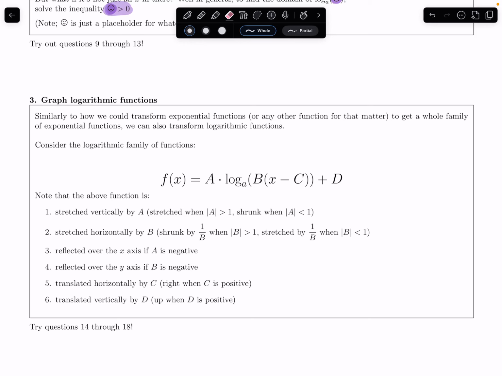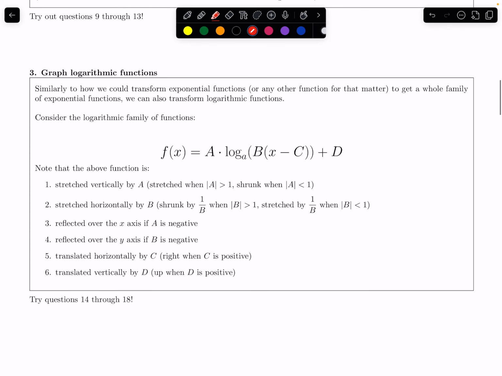Okay, guys, here we go. The next video, we're talking about graphing logarithmic functions, and really it's very analogous to what we did in the previous section with graphing exponential functions. We have the same kind of transformations, and also just graphing function in general, right? Where here you have the A, B, C, and D. Again, we're using capital letters because little a is already taken as the base.